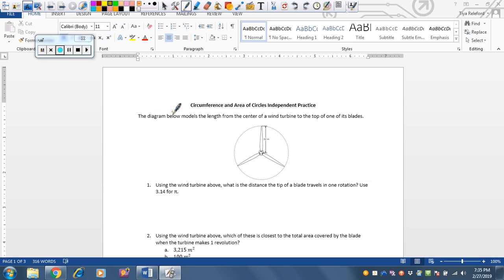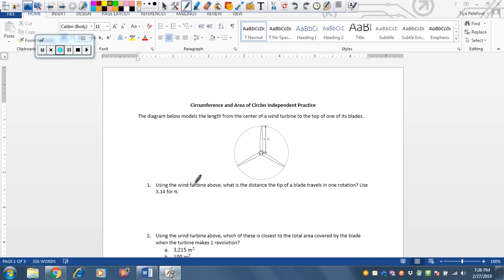It says the diagram below models the length of the center of a wind turbine to the top of one of its blades. If you don't know what a wind turbine is, change that word to Google face. It really doesn't matter. It's a circle, right? So with circles, you're either going to find the circumference or the area.